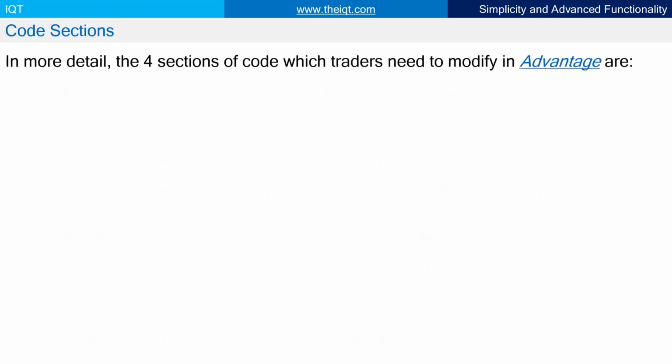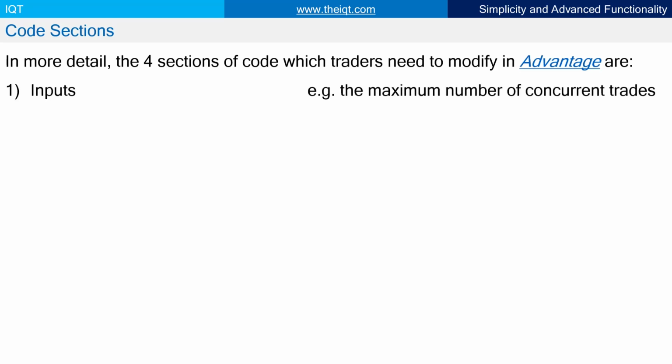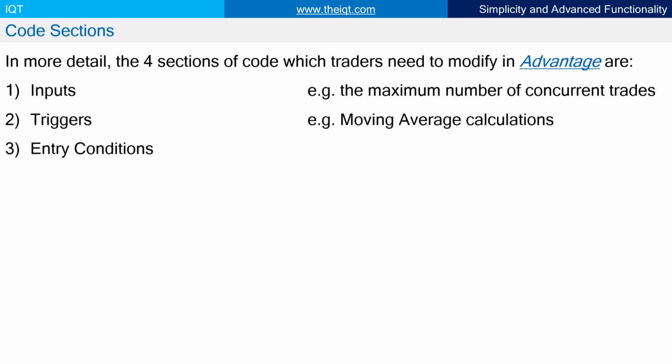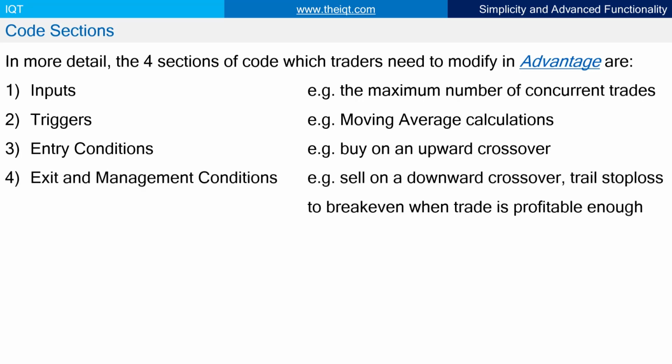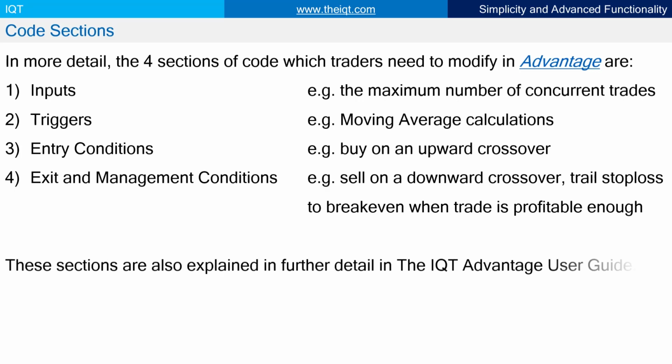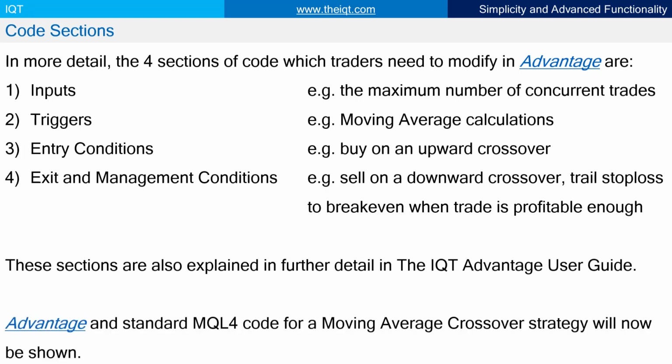In more detail, the 4 sections of code which traders need to modify in Advantage are: 1. Inputs, e.g. the maximum number of concurrent trades. 2. Triggers, e.g. moving average calculations. 3. Entry conditions, e.g. buy on an upward crossover. 4. Exit and management conditions, e.g. sell on a downward crossover, trail stop-loss to break-even when trade is profitable enough. These sections are also explained in further detail in the IQT Advantage User Guide. Advantage and standard MQL4 code for a moving average crossover strategy will now be shown.